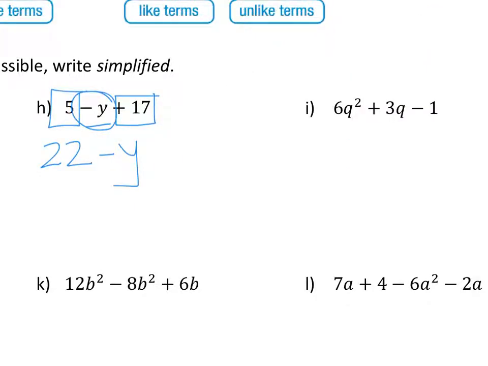Letter I, 6q squared plus 3q minus 1. So my first term has a q squared, the second term has a q, and the third term has no q. So there are no like terms, which means it cannot be simplified any further. So we'll write simplified. Try the last three on your own.